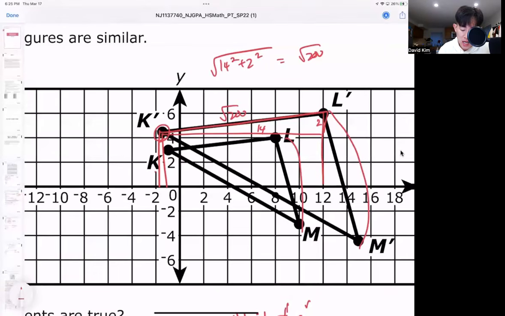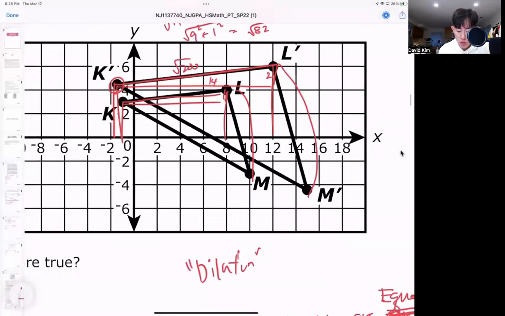Now, I should take K to L. Well, that distance is from 8 to -1, which is 9. And this distance up here is from 3 to 4, which is 1. And when you square the result of this, you get 82, and you have to square root that. So that is basically the proportions between the two.